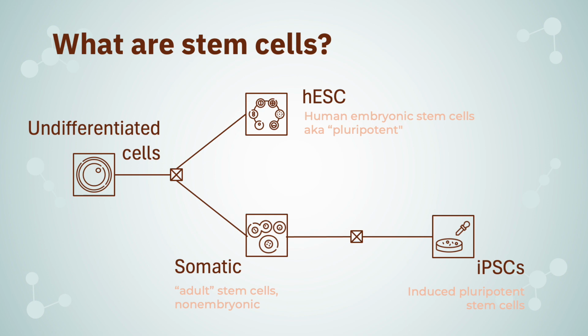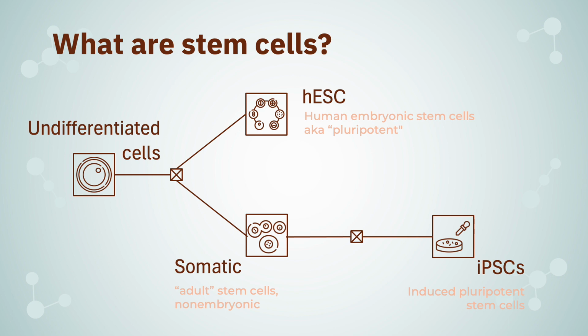These are undifferentiated cells that have the potential to develop into many other types of cells within the body. There are two different kinds of stem cells: human embryonic stem cells, or HESCs, also called pluripotent stem cells, which have the ability to differentiate into all the cells of the adult body. Somatic stem cells, which are the stem cells that adults have, are also called non-embryonic stem cells.